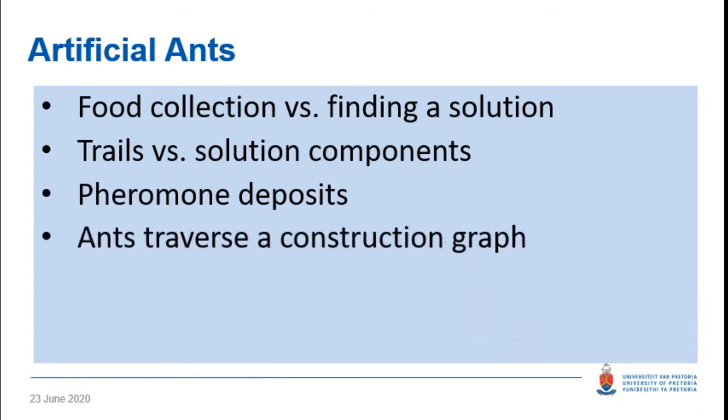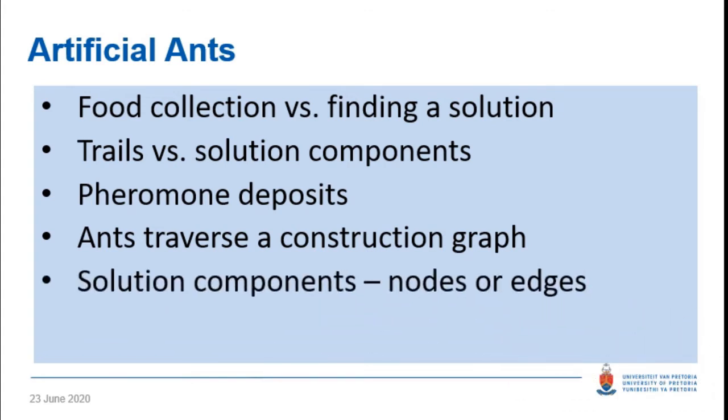So how does this happen? Remember when we looked at evolutionary algorithms, these algorithms worked in a solution space. Here the ants traverse a construction graph. So basically your nodes will represent something, and your edges will represent something, and that depends on the problem domain. But essentially collectively they represent solution components. So your ants that are traversing this graph will decide which node to follow or which edge to follow.